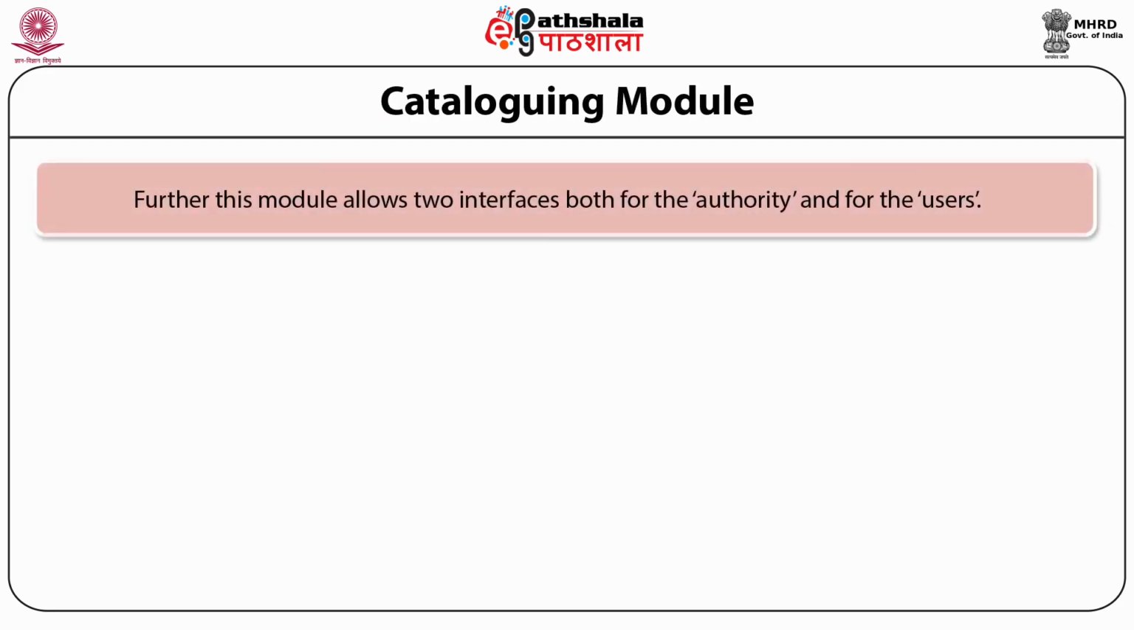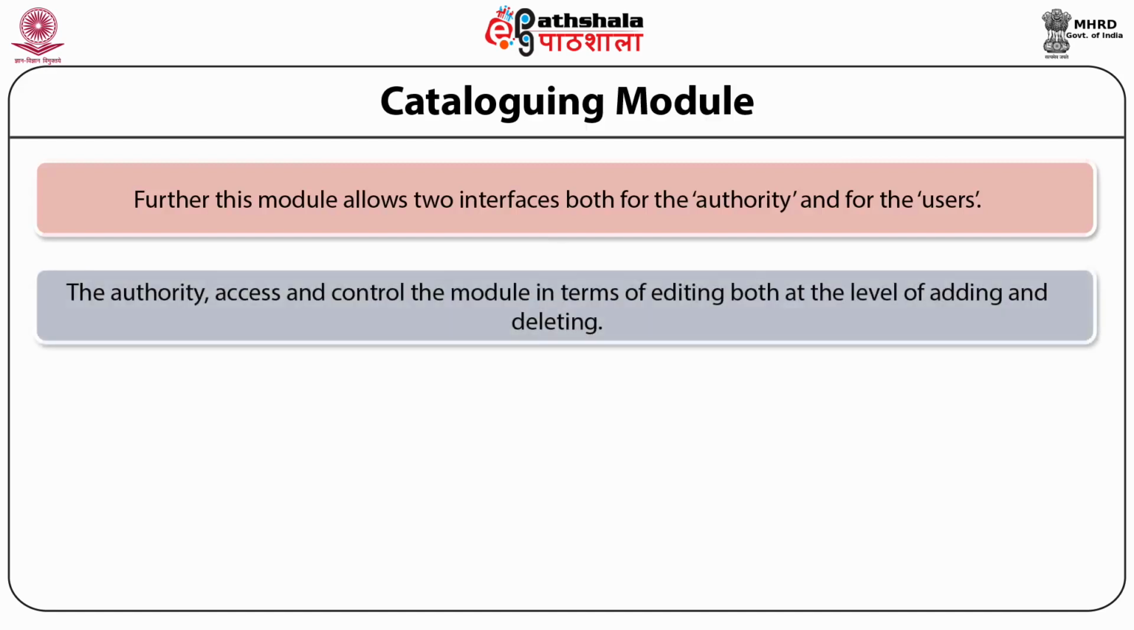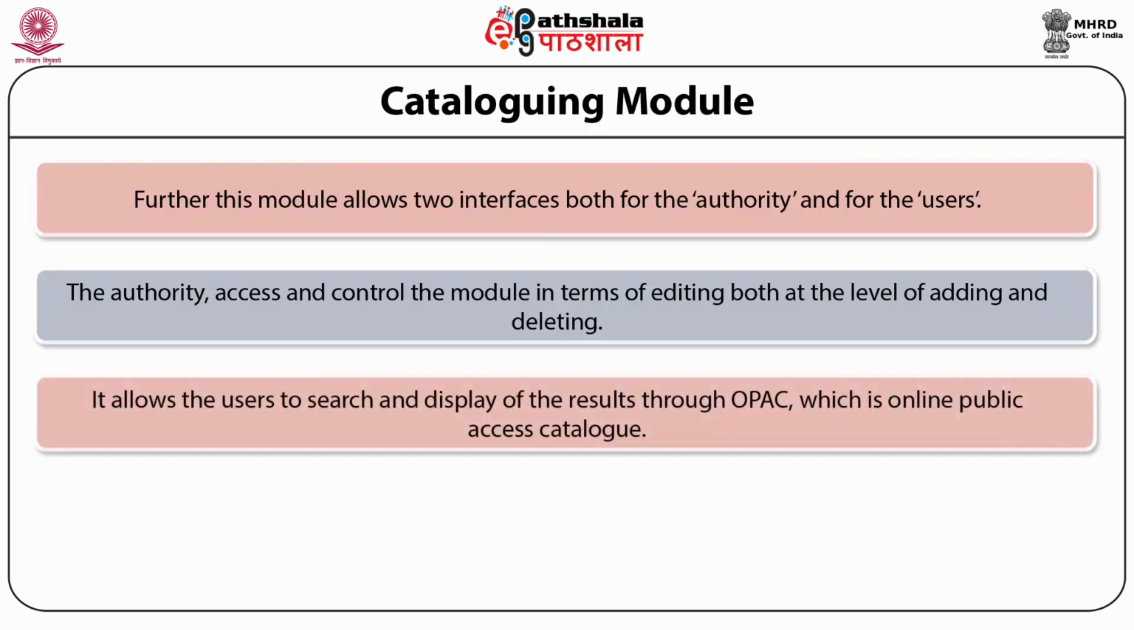Further, this module allows two interfaces, one for the authority, authority meaning here the library people or librarians, and one for the users. The authority can access and control the module in terms of editing, both adding and deleting certain elements whenever required, by going to the master file of the catalog module. Again, it allows the users to search and display the results through OPAC, which is the short form of Online Public Access Catalog.